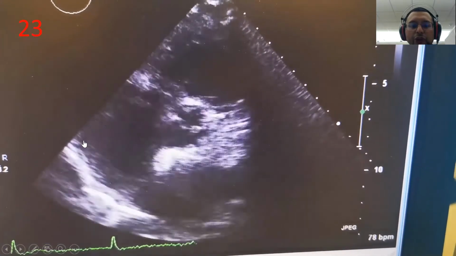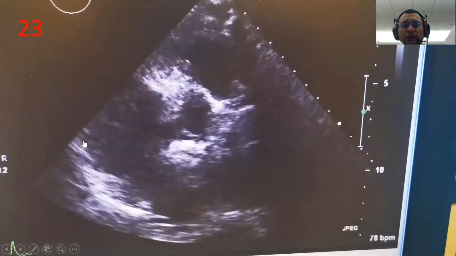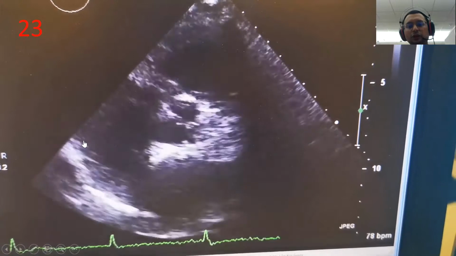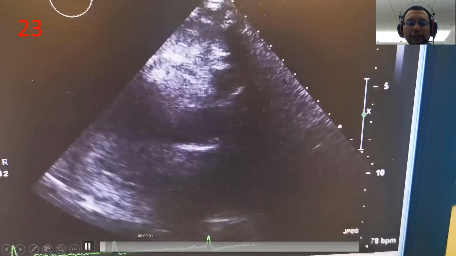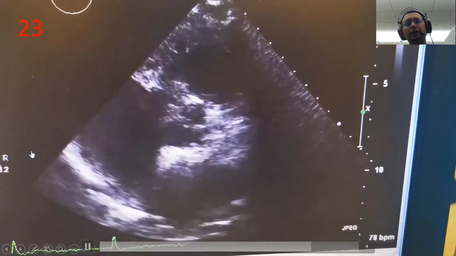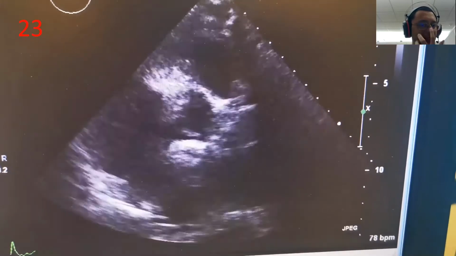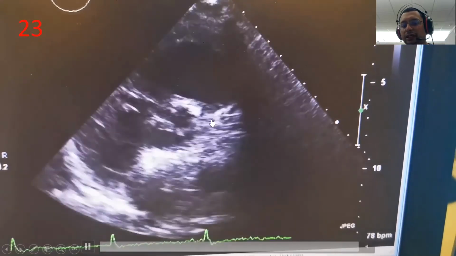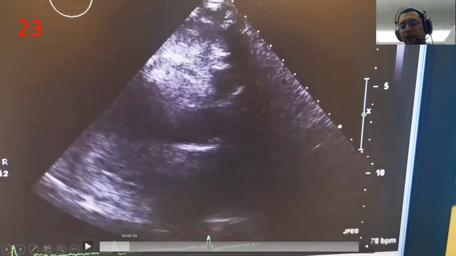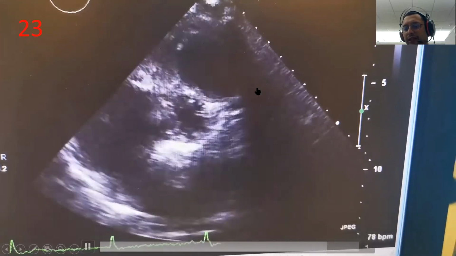What I wanted to show you here is someone with situs inversus totalis. I will teach you a little bit about it next time, but the relationship between the aorta and pulmonary artery is very important. In this short axis view, you can see a normal relation of the great arteries, with the aorta here and the pulmonary artery on the left side there.